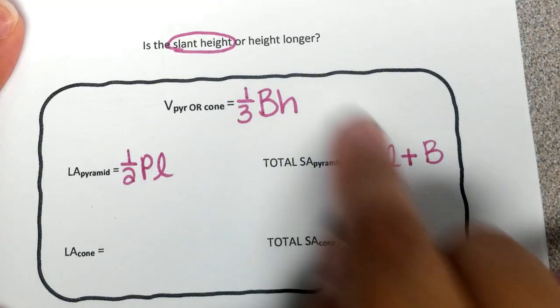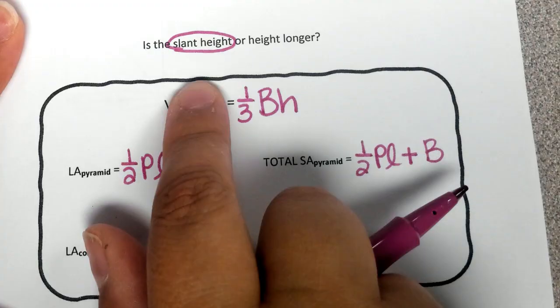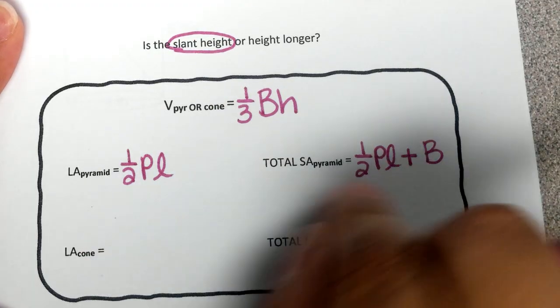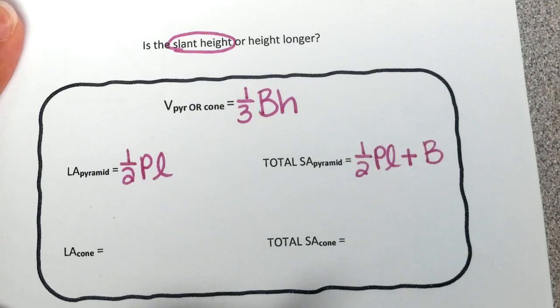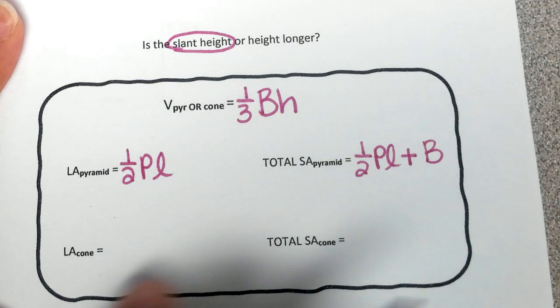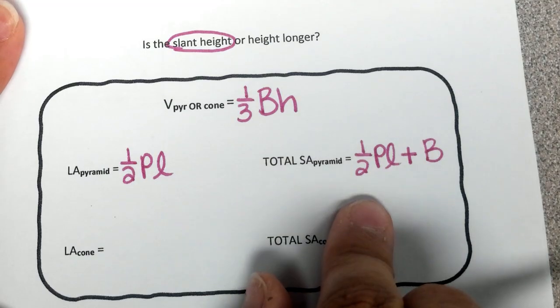I need you to memorize these three formulas. Look up, memorize them. If you remember those three, you're good. However, you can go more specific with a cone if you wanted to. These bottom two you do not have to memorize. These work with a pyramid and a cone.